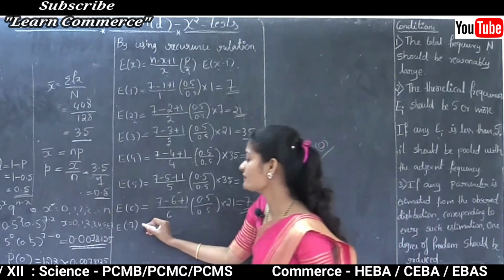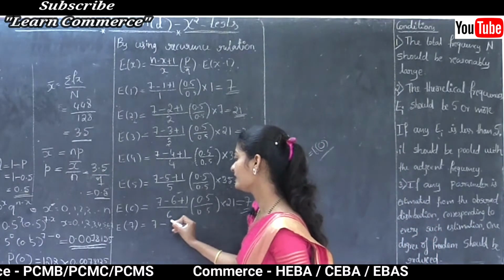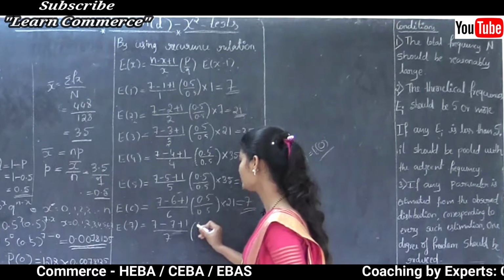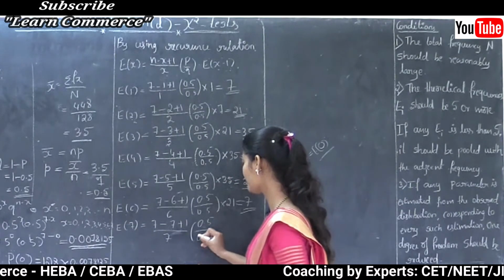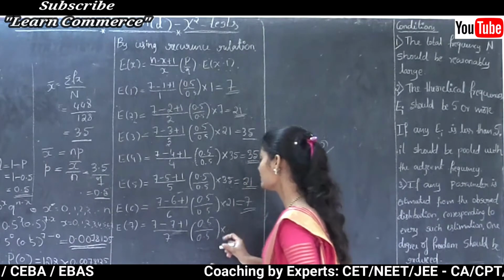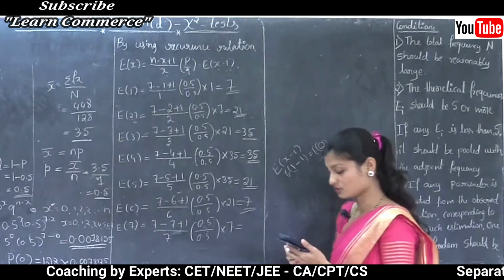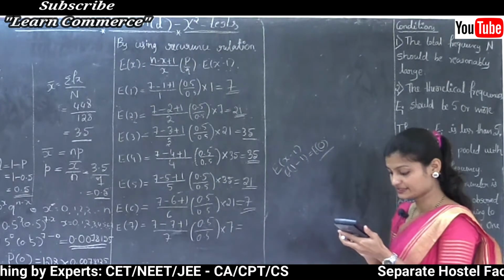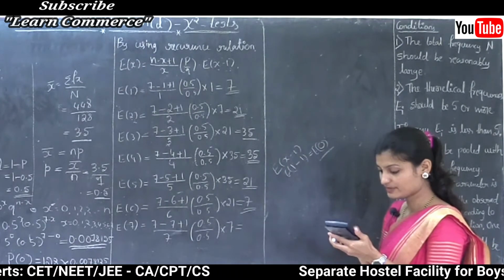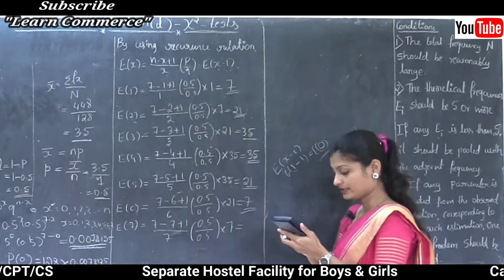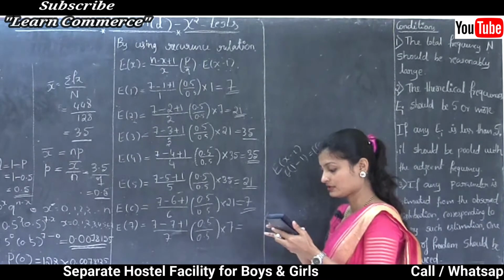Next E of 7, that is 7 minus 7 plus 1 divided by 7, into 0.5 divided by 0.5, into, so here we need to substitute this value, that is 7. This is equal to 7 minus 7 is 0, plus 1 divided by 7, that is 0.1428, into 1, into 7, that is 1.